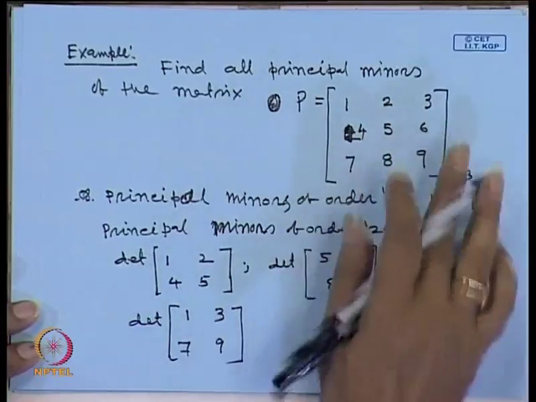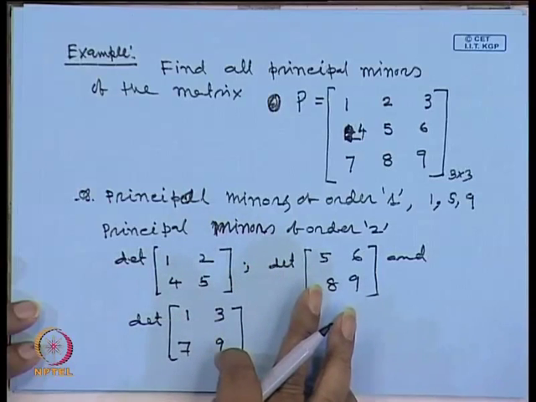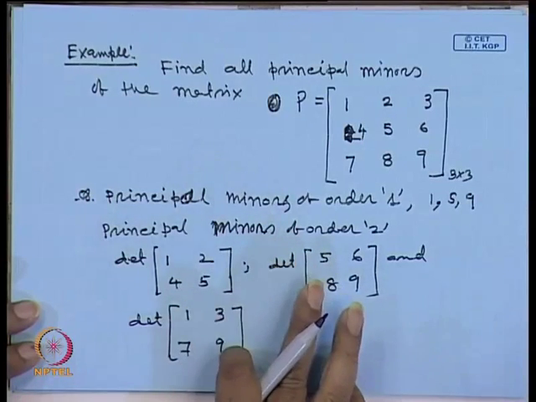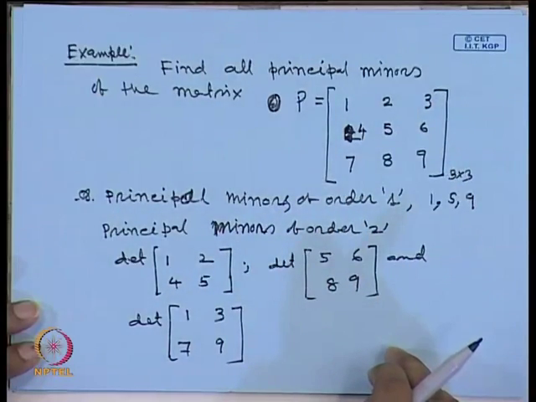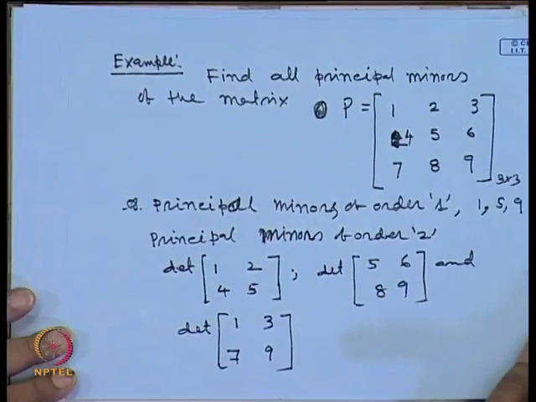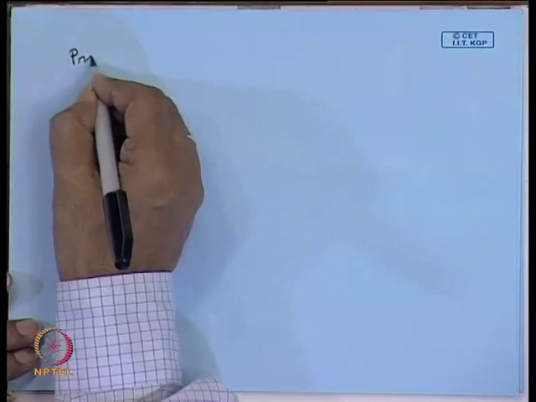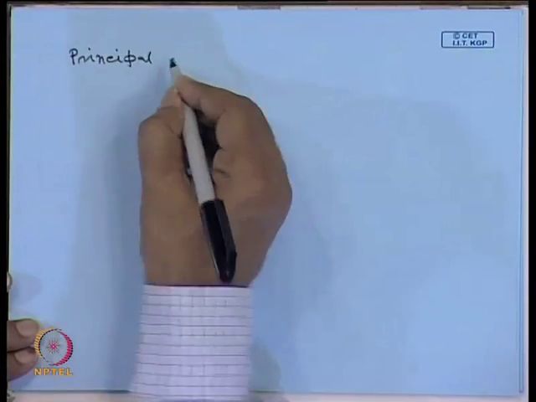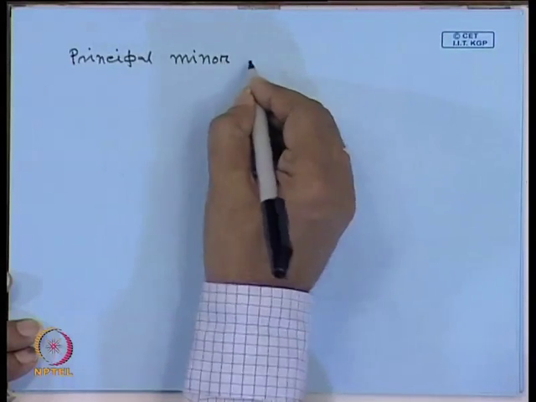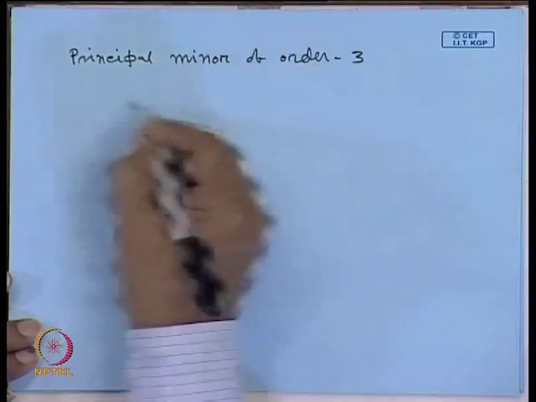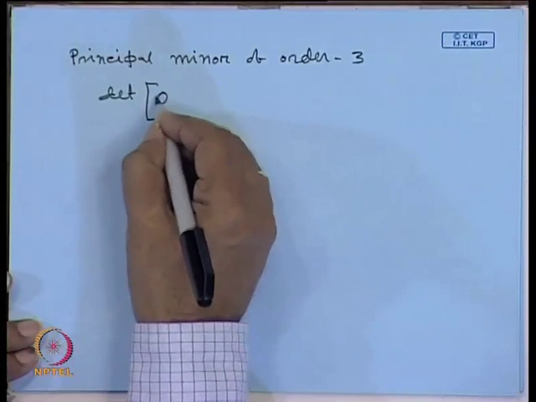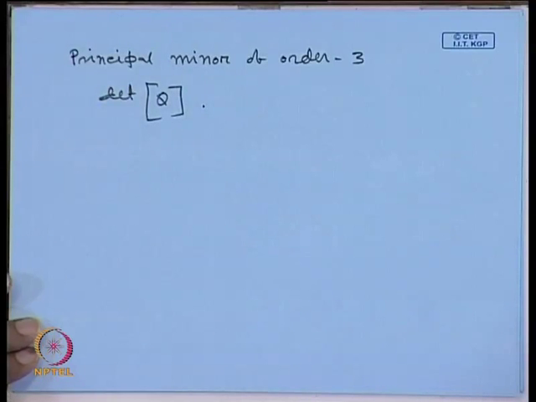There are no other choices whose size is 2 by 2 and whose diagonal elements are the diagonal elements of this matrix. Okay? So, what is left is the principal minor of order 3. The principal minor of order 3 is the matrix itself, the determinant of Q itself. So, I know how to find out the principal minors of a matrix Q.